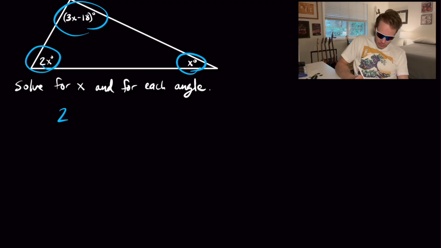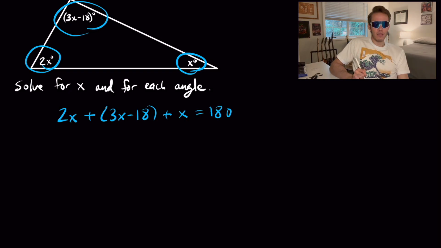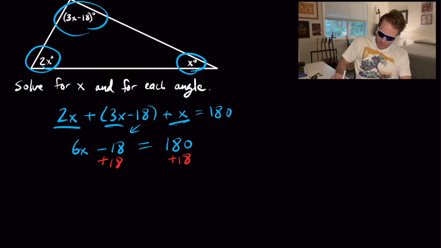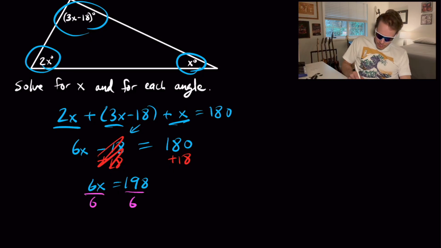So if I have 2x plus 3x minus 18 plus x, we're going to get 180. So now let me just combine my terms. 2x, 3x, and x can combine to make 6x. And then we have minus 18 equals 180. I want to solve for x, so let me add 18 to both sides. Those will cancel out. We'll get 6x is equal to 198. So we're going to divide both sides by 6.